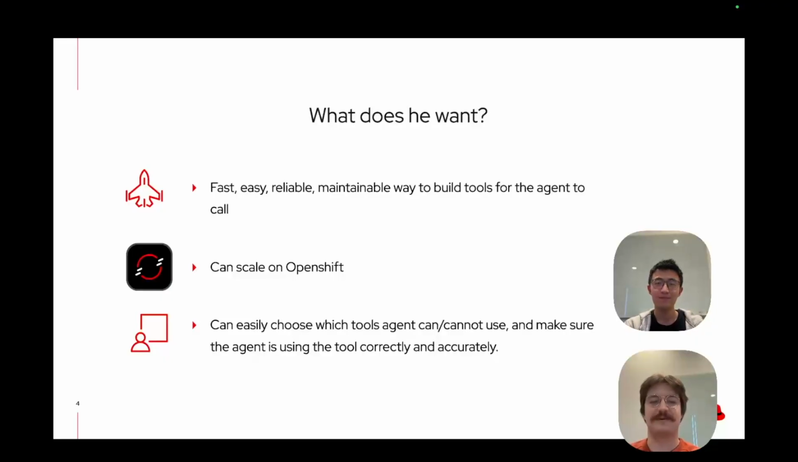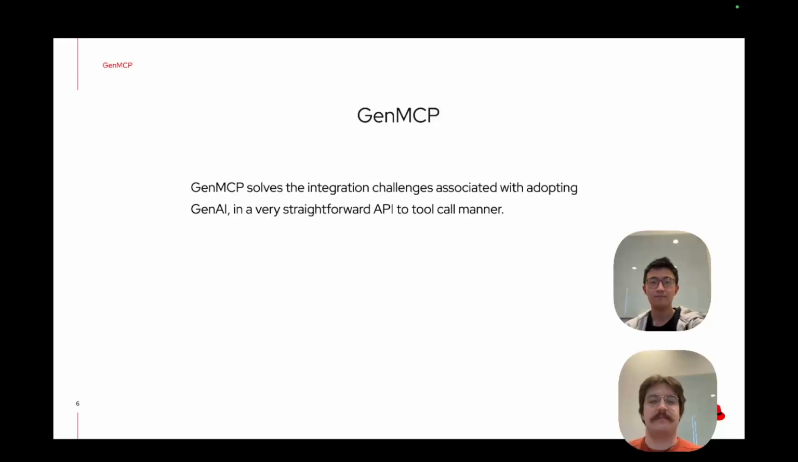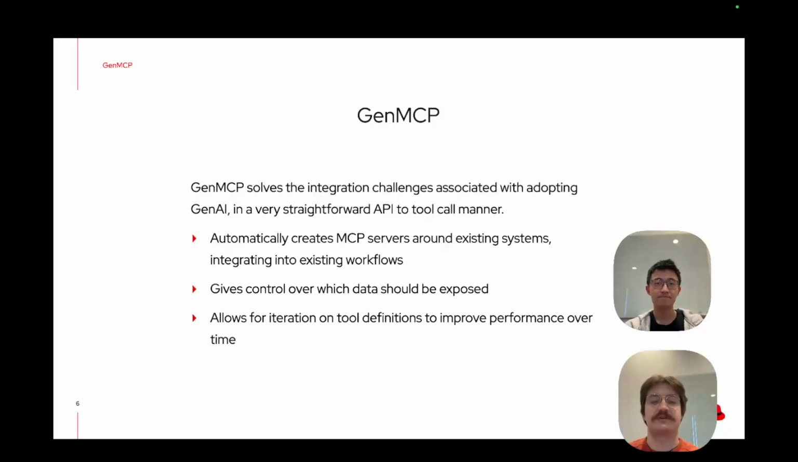Yes, Leo, there are. This is where the project GenMCP comes in. GenMCP is aiming to solve all those challenges around integrating existing systems into agentic applications. It tries to do this by giving you a straightforward way to map any kind of API or CLI or just existing code into tools or resources that your agent can call. This lets you automatically create MCP servers around your existing systems, so you can integrate agentic AI into your existing workflows. It gives users control over which data and endpoints should be exposed. And it also allows for iteration on tool definitions, so you can improve the performance of those tools over time and understand whether this is actually improving or not.